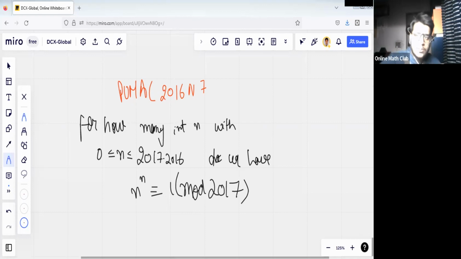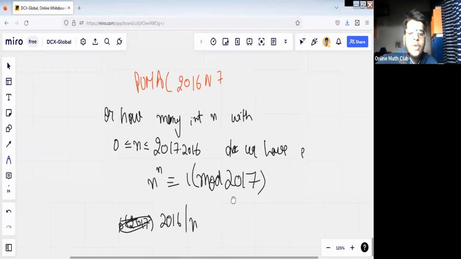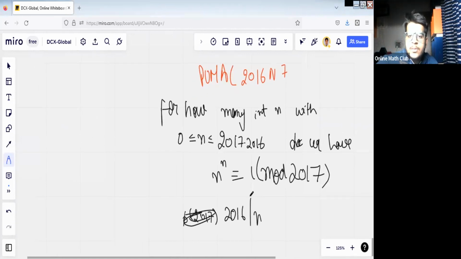Not really. So what you are thinking is, if phi of n divides n, then sure. Phi of 2017, which is basically 2016, since 2017 is a prime. If 2016 divides n, then sure, n to the power n is 1 mod 2017. That works. But that is not the only n which works.